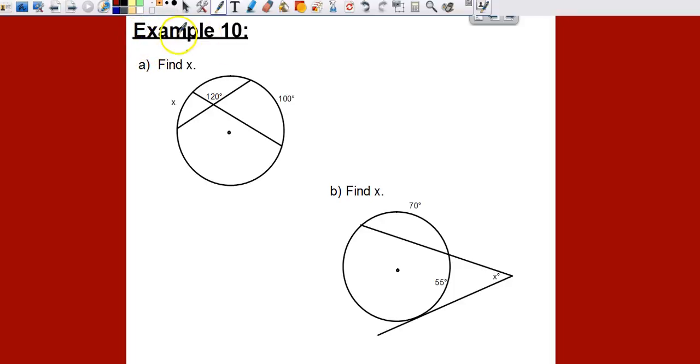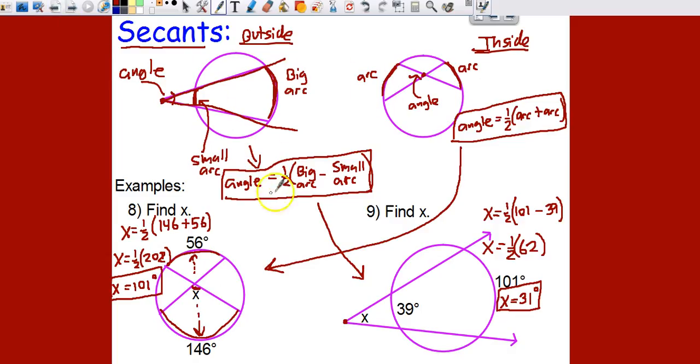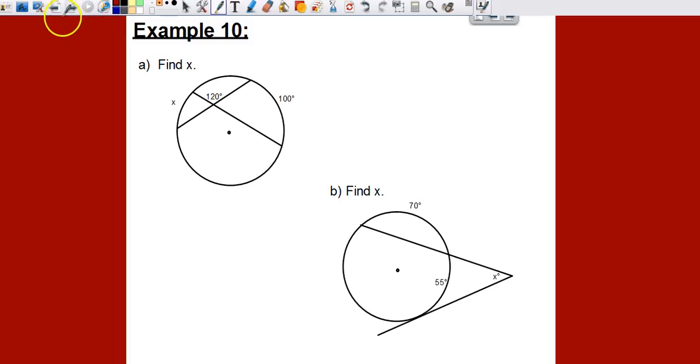Example 10. We just finished going over this problem. I threw these formulas: angle equals 1/2 big arc minus small arc, and angle equals 1/2 arc plus arc. So take a second to pause the video and see if you can figure out the angles in the arc. I will give you a big hint on this one. This big arc here is actually what we got to use, not the 70. So can you think of how to get this arc?